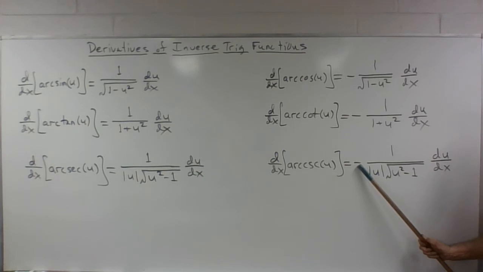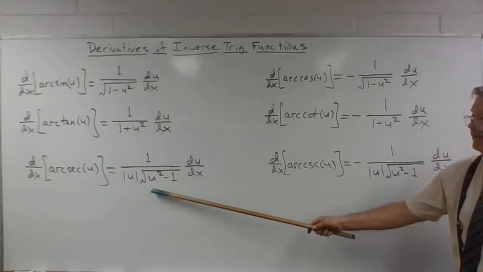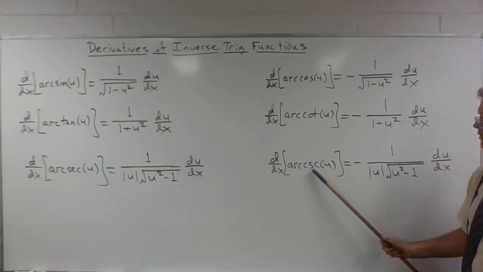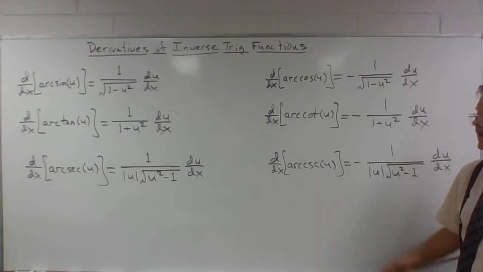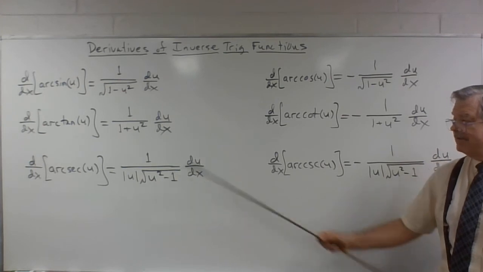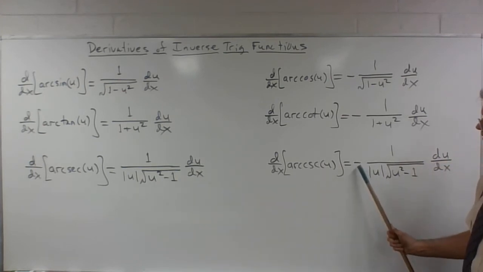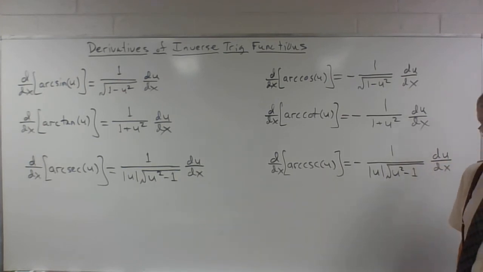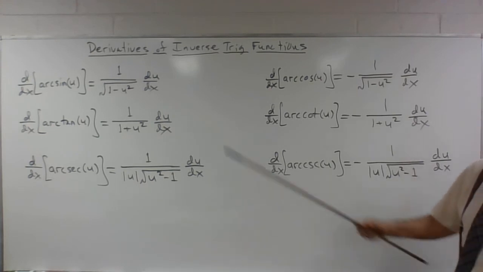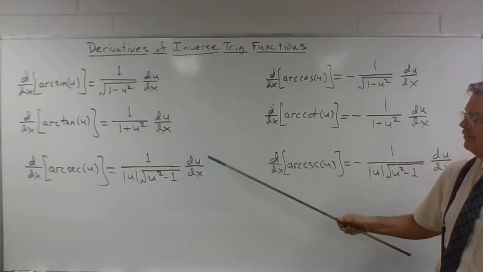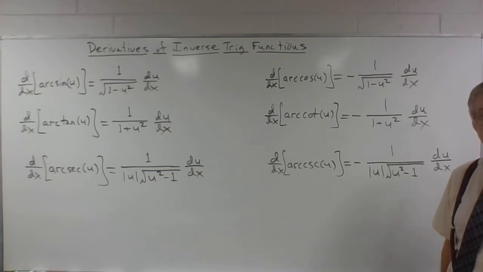And to get the derivative of arc cosecant, you guessed it, we take the derivative of arc secant and put a negative sign in front of it. So really, there are only 3 derivatives to memorize here.